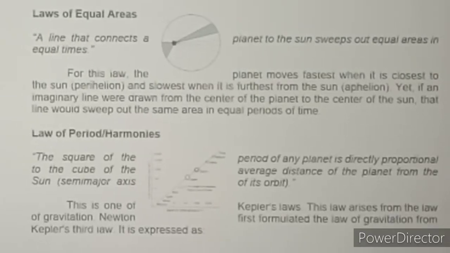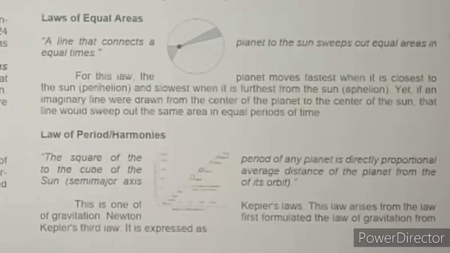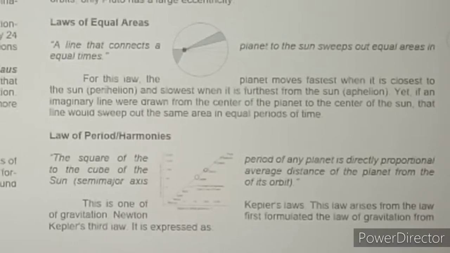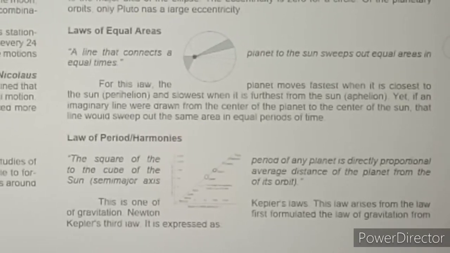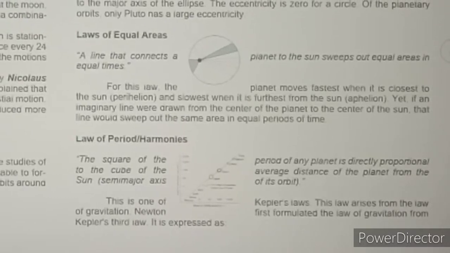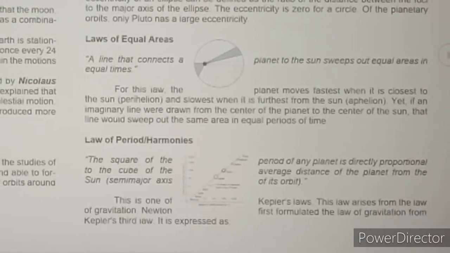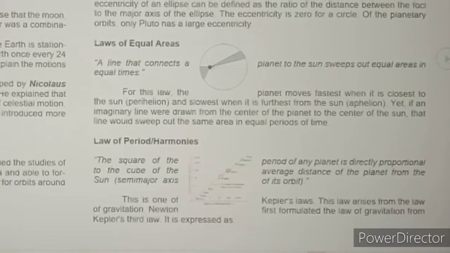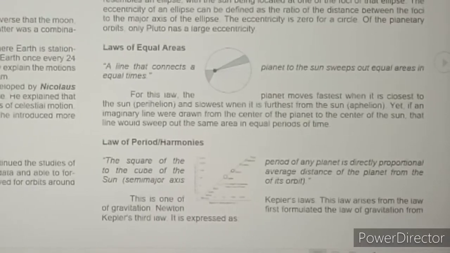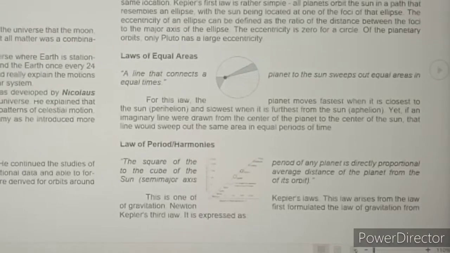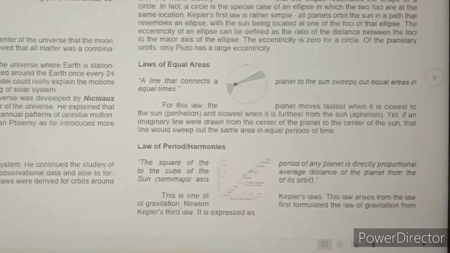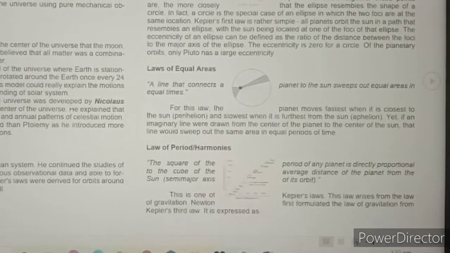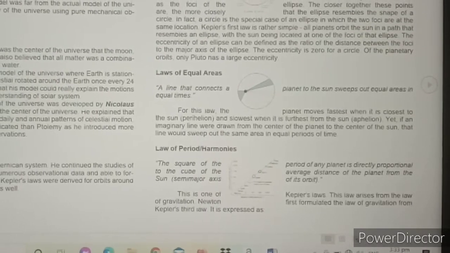Good day, students. So for today, I'm going to make some clarifications on how you are going to compute the law of period or harmonies, or what we call the third law of Kepler's planetary motion. So let us first define the law of period or harmonies. It means that the square of the period of any planet is directly proportional to the cube of the average distance of the planet from the sun, or its semi-major axis of its orbit.